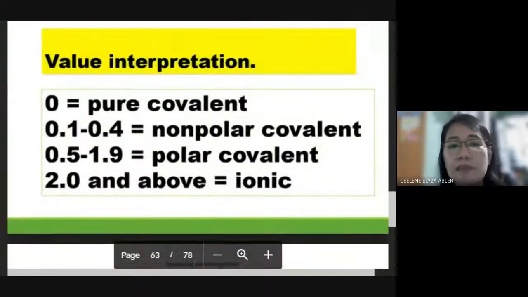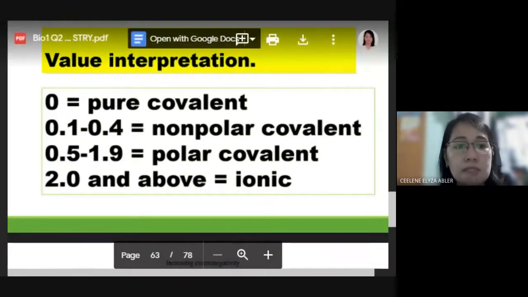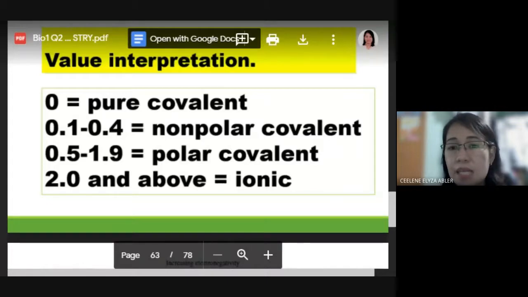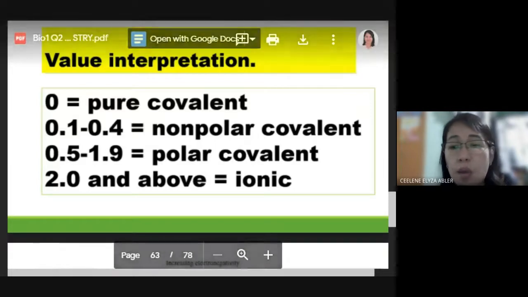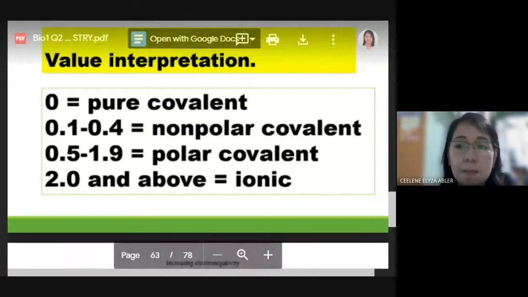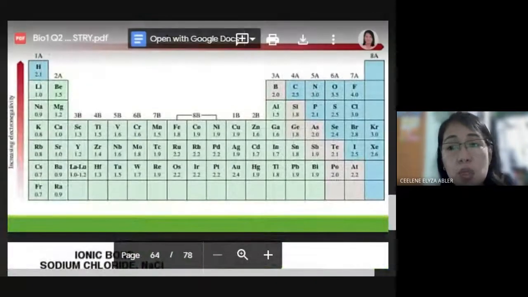Okay. So this is the value interpretation, which is available in your modules. In module 1, you have 0 is equal to pure covalent. You have 0.1 to 0.4 is the nonpolar covalent. And we have 0.5 to 1.9 is equal to polar covalent. And we have 2.0 and above, it's ionic bonding. Okay? So tandaan that from 0 to 1.9 or below 2.0, that's a covalent bond between the atoms or elements. Yan ang pinapasolve sa inyong module 1.